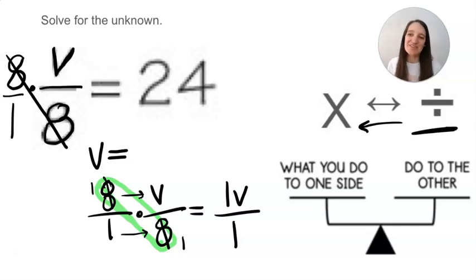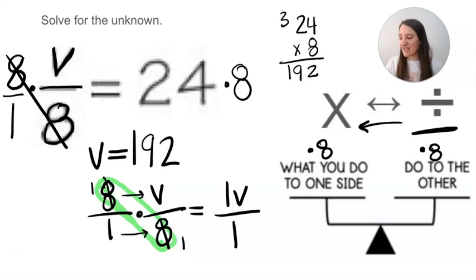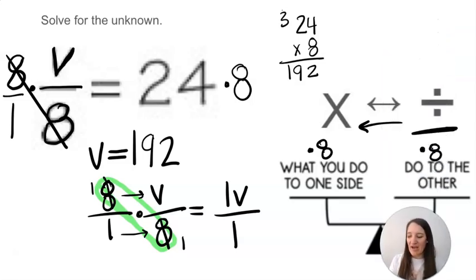That's why it works to do the inverse operation. Whenever you do the inverse operation, it always tends to just cancel out. So we're going to cancel it out, and if we're going to times by 8 on one side, we better times by 8 on the other side. So 24 times 8 is 192. I'm going to say that v is 192. But I'm not going to move on. I can now check it by replacing the V with 192.